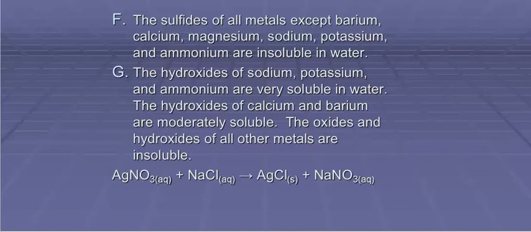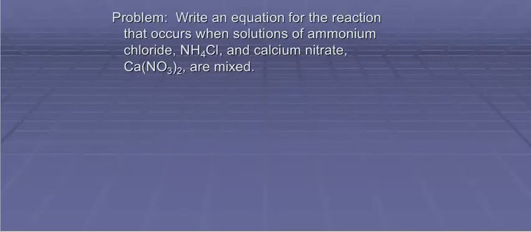And then letter G, the hydroxides, the OHs of sodium, potassium, and ammonium are very soluble. Hydroxides of calcium and barium are moderately soluble. That means they are aqueous to some extent. And then all other metals are insoluble. So a double replacement reaction, we're looking for the formation of a solid. So let's look at a couple examples. And you do need to know the solubility rules because we need to know whether or not a solid forms.